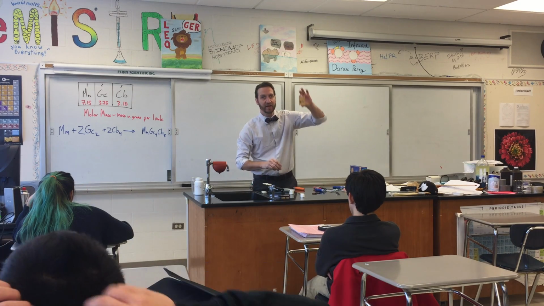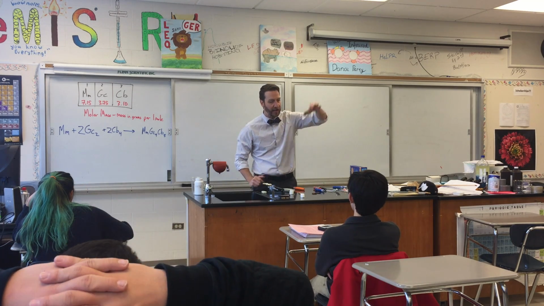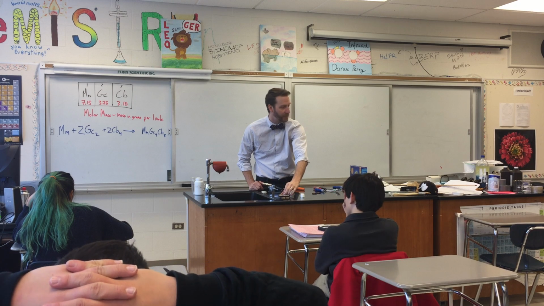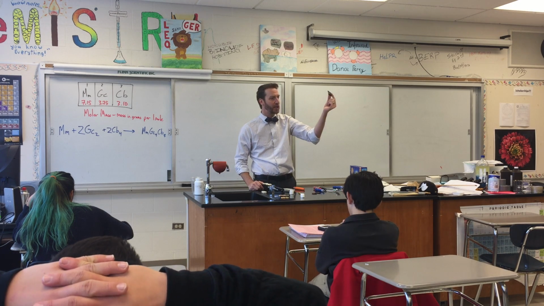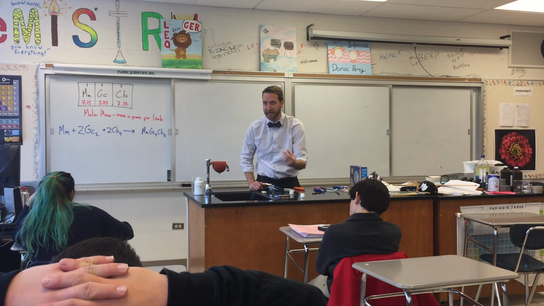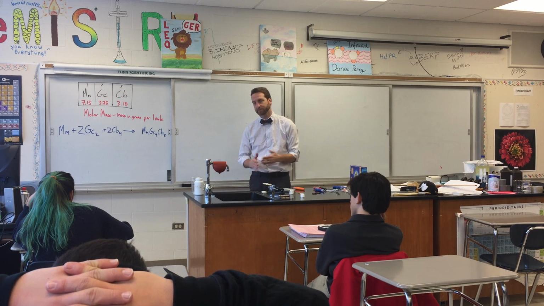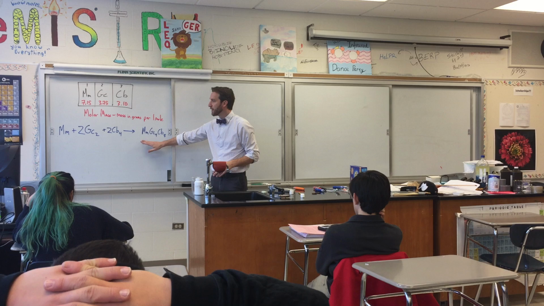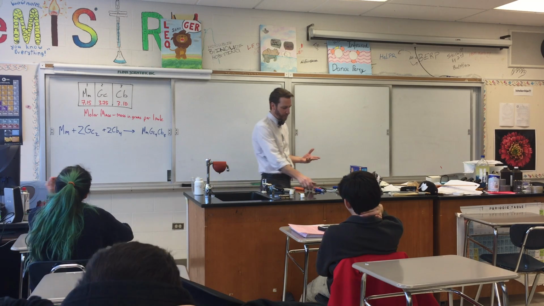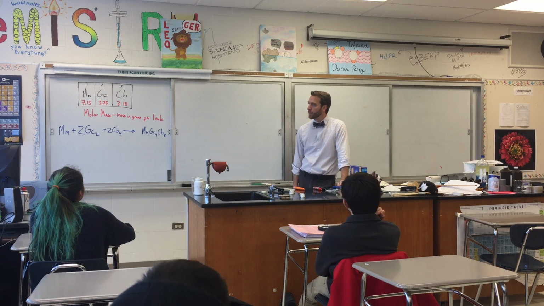Because we know this GC2 is a graham cracker, we know we need 1 for the top and 1 for the bottom. If this CB4 is a chocolate bar, we know we're going to put 2 in there per s'more. Okay. Now, this equation, what is it telling us?